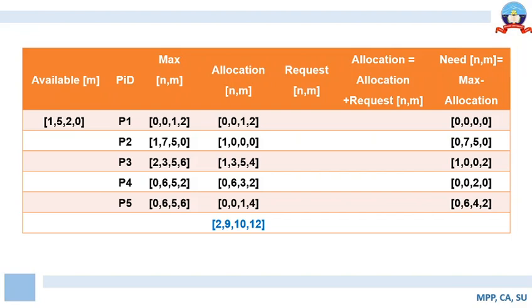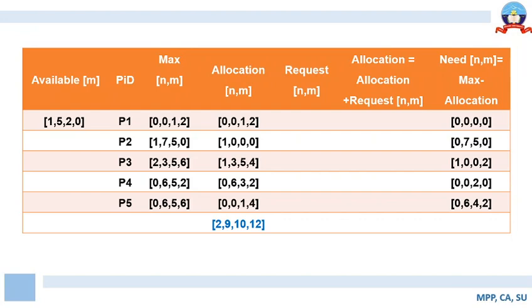Likewise for P4, 0652 is the max. So 0652 minus 0632, now the need will be 0020, right? Eventually for P5, max is 0656, allocation is 0014. Now need is 0642. So this is the way the need matrix is determined. The need matrix is determined by subtracting allocation from max.